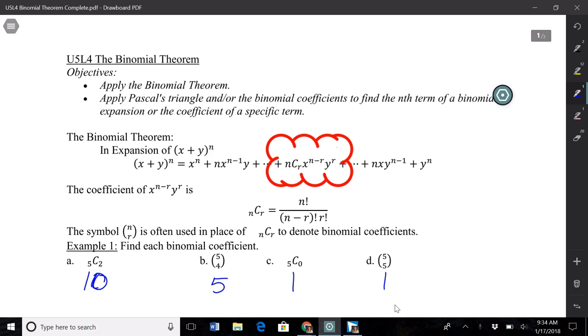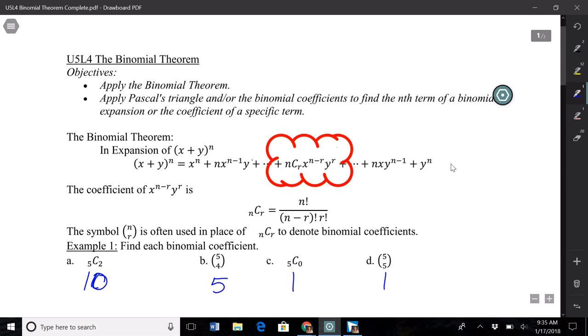The binomial theorem says that if we have to expand (x + y) to the n, it would be x to the exponent, and then the coefficient becomes the exponent, x is raised to the power of the exponent minus 1, and then y is raised to the first power. And this continues until we get to the very end, where there are no x's remaining and y to the exponent is our only term.